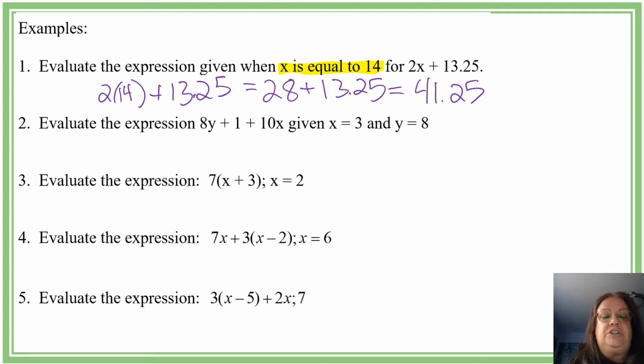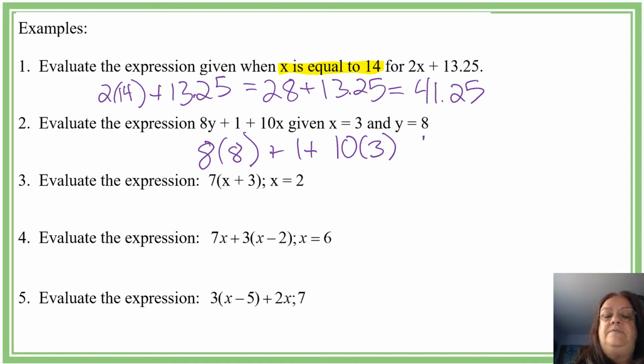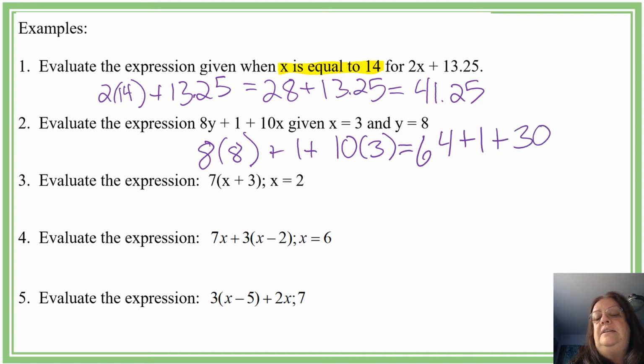Evaluate the expression given x is 3 and y is 8. 8 times 8 plus 1 plus 10 times 3. So we have 64 plus 1 plus 30. That's 94 plus 1, so 95.